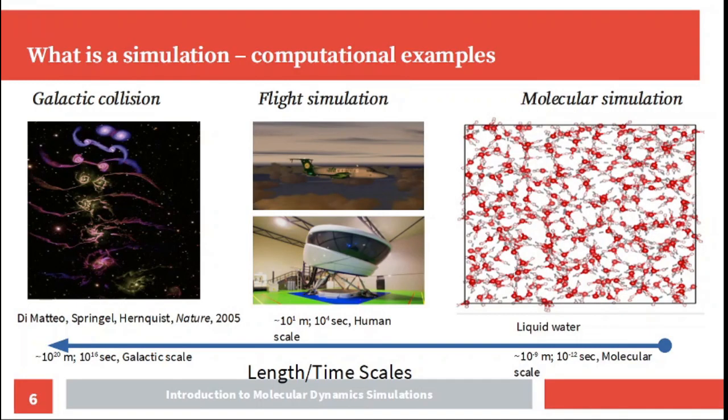Here are some examples of simulations done on computers. So, for example, one can simulate the collision of two galaxies. Here you can see time frames from the simulation of collision of two galaxies. This work was published in Nature in 2005. You can see the two galaxies as two blobs. They are coming together, they collide, and after some time they just merge into one big gas cloud.